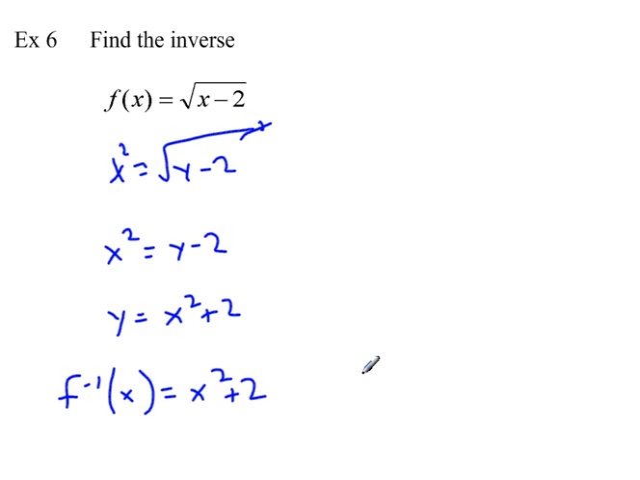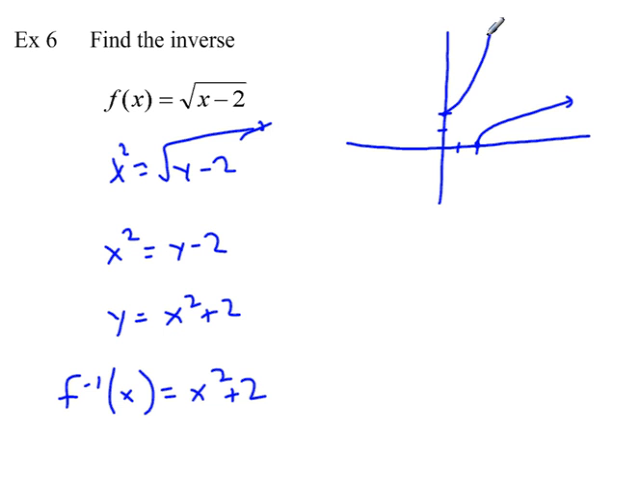Seems pretty straightforward, seems pretty simple until we go to try to graph these two functions. I'm just going to tell you, grab a calculator and graph these if you wish, but here's what a square root function looks like. It's shifted over 2 units, and it looks something like this. This second function we know is a parabola. Shifted up 2 units, it looks something like this.